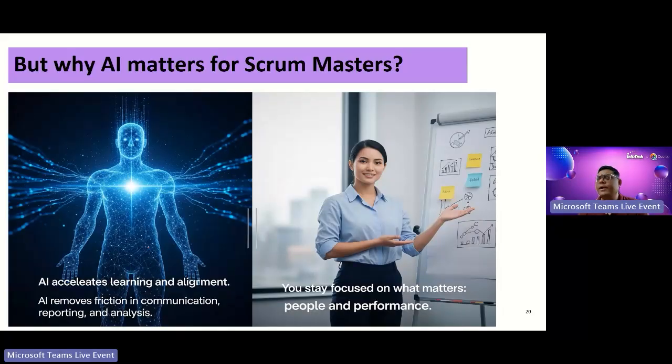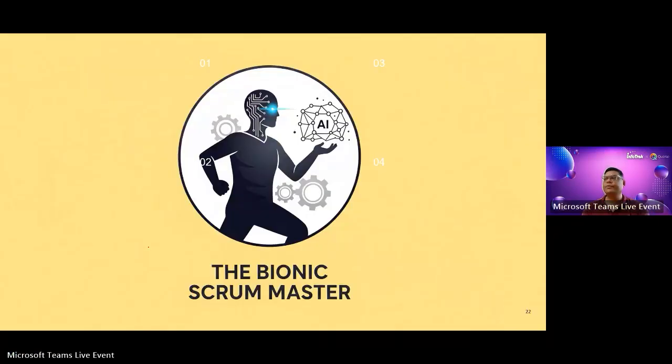But why does AI matter for a Scrum Master? Just now I showed you, right? Yes, we need to be human, but we also need to understand where we can save our time, where they can automate a lot of stuff. Yeah, we can create reports. So we call it the bionic Scrum Master, okay, who has that human aspect, but also knows how to use these tools, use the right terminology, use the right prompt, and be an effective Scrum Master.